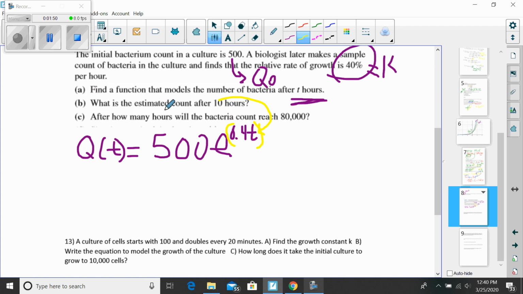Okay, so I am going to leave B and C for you to do for classwork. So those are your 3 classwork problems for March 25th to prove your participation. Letter C, you're asked how many hours will it take for the bacteria count to reach 80,000. That means the quantity after a certain amount of time has to be 80,000. I'm going to put 80K because that's easier. 80K equals this. You show me that you can solve that.